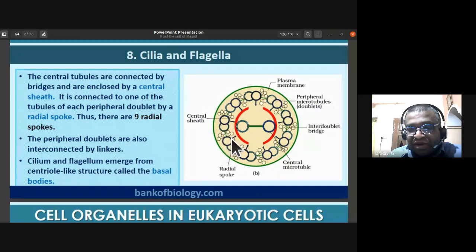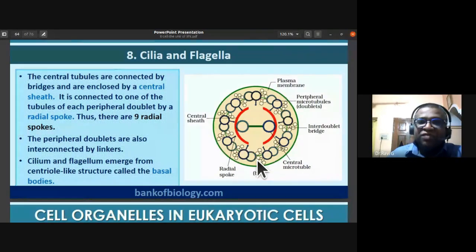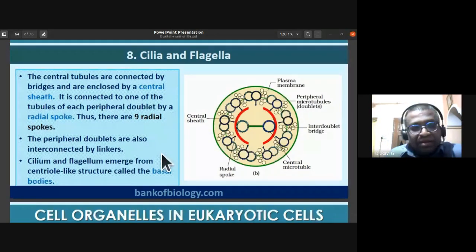So each peripheral doublet is interconnected by linkers. The cilium and flagellum emerge from a centriole-like structure called the basal body. So basal body, hook and filament. That is what we had described the flagella as.